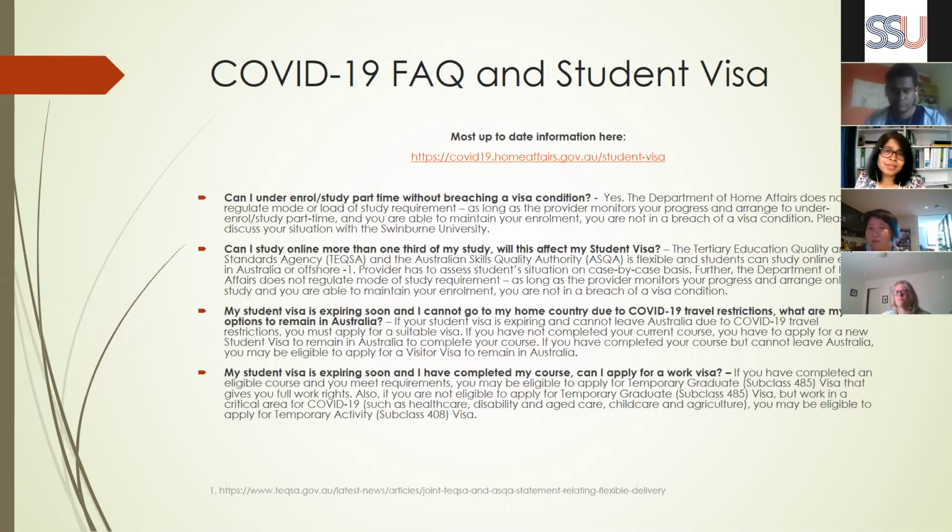However, I'm not going to discuss the requirements in detail, just the options available for you. The other question is: if your student visa is expiring soon and you have completed your course, can you apply for a work visa? If you are eligible to apply for a temporary graduate visa, that is the most common visa students apply for after completing their studies, and you will be eligible to apply for that visa in Australia. If you are not eligible for that visa for some reason, but you work in a critical area for COVID-19, such as healthcare, disability care, aged care, childcare, and agriculture, then you may be eligible to apply for the temporary activity subclass 408 visa. That is also another possibility. Next slide, please. Thanks.